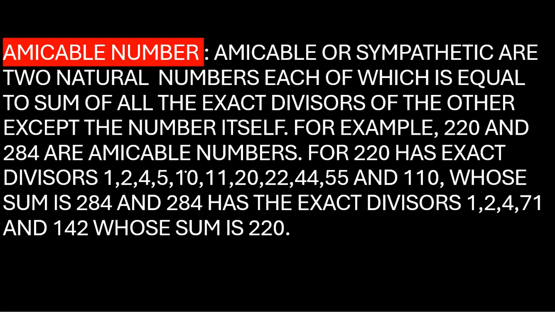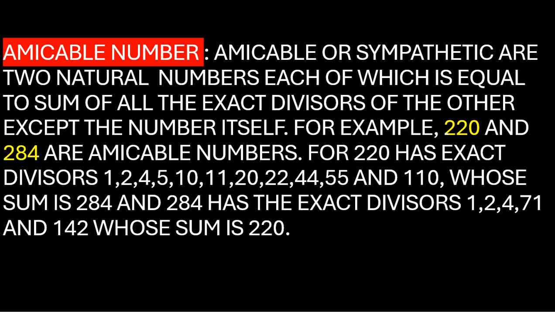Amicable number. Amicable number is a very special type of number. Once a person asked Ramanujan, one of the greatest mathematicians, why don't you have a friend? Then Ramanujan talked about this amicable number. Okay, so what is it? Now try to understand. Two numbers here, 220 and 284, are amicable numbers.